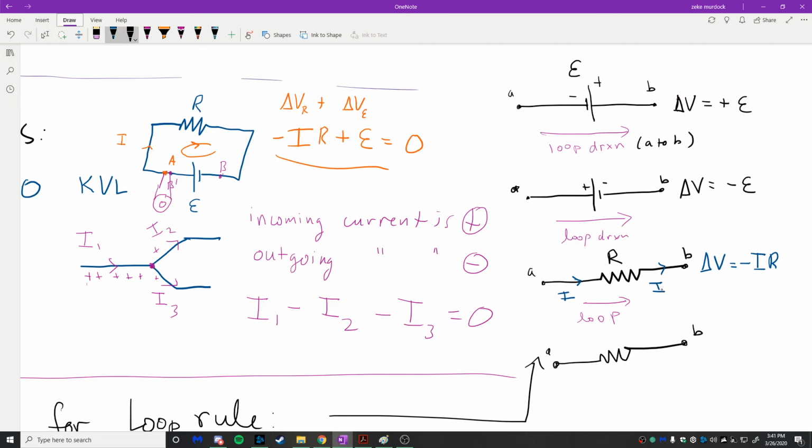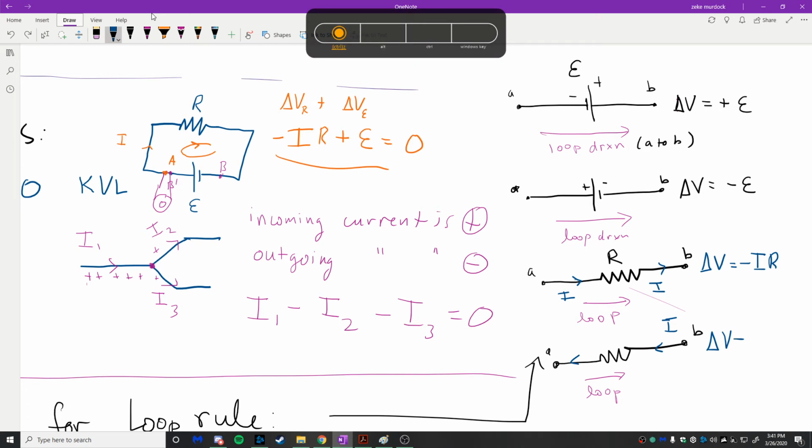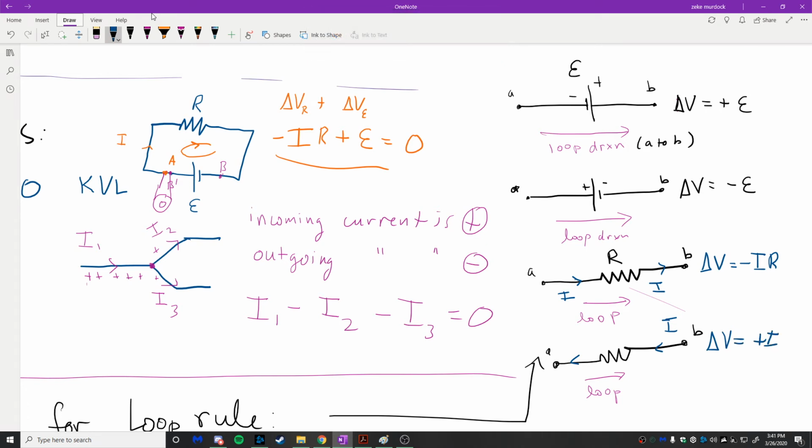The final possibility, no questions at all? How exciting. All right, so the current goes this way. The loop is in the same direction now. So when your loop direction is opposite to your current direction, you end up getting delta V equal to positive IR. Okay, so those are our rules.